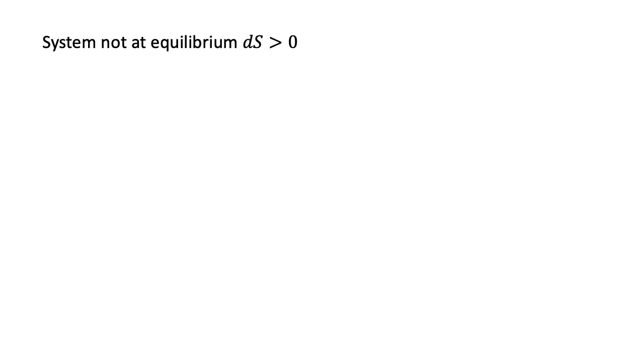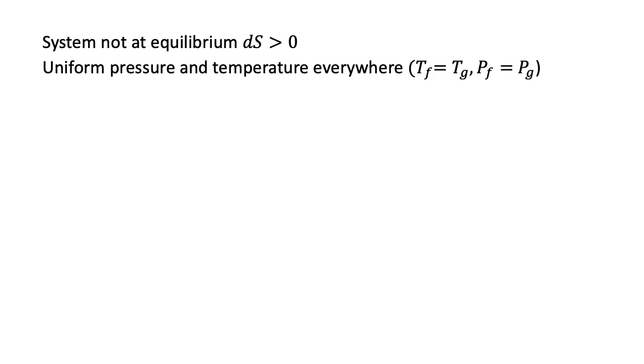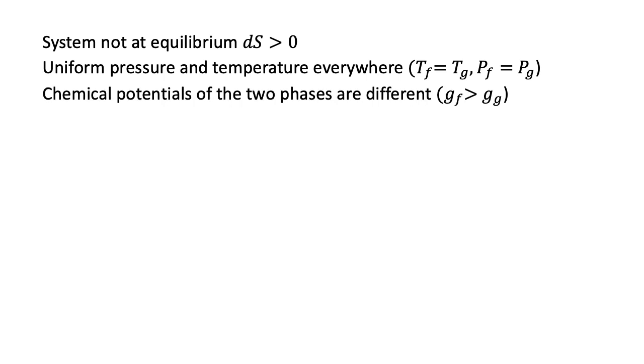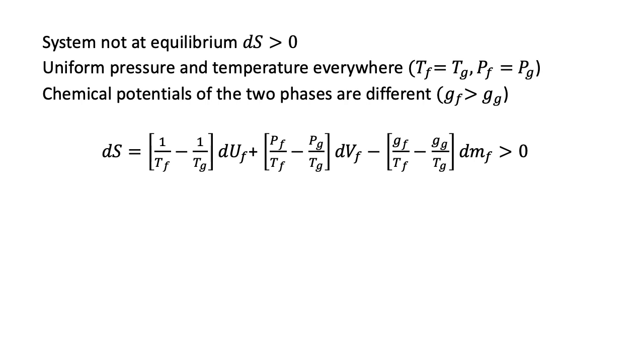What if the system is not at equilibrium? In that case, the entropy must increase so that dS is greater than 0. Let us assume that we have uniform pressure and temperature everywhere in the system. In that case, T_F is equal to T_G and P_F is equal to P_G. However, we assume that the chemical potentials of the two phases are different and that G_F is greater than G_G. If we then write our equation for dS, this is greater than 0.